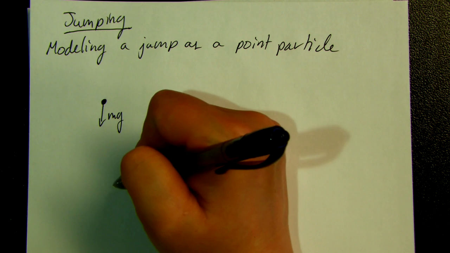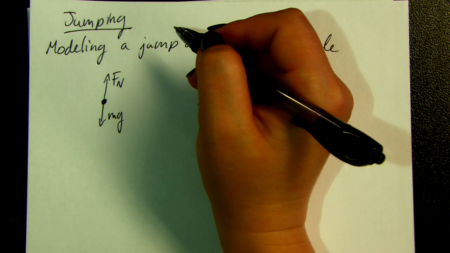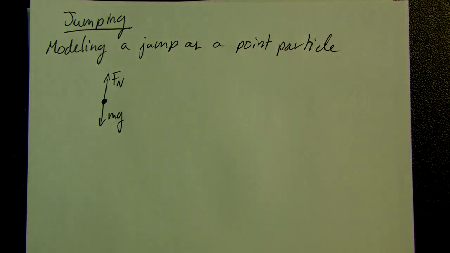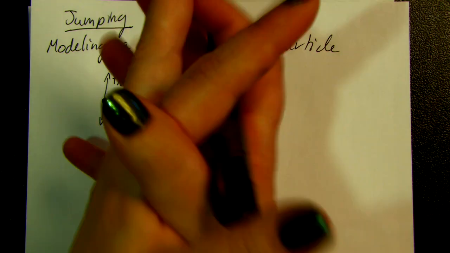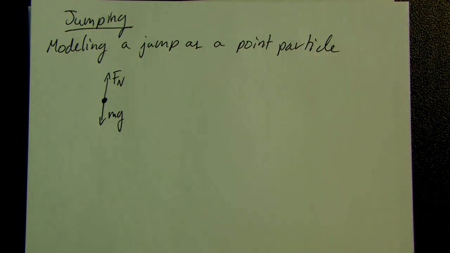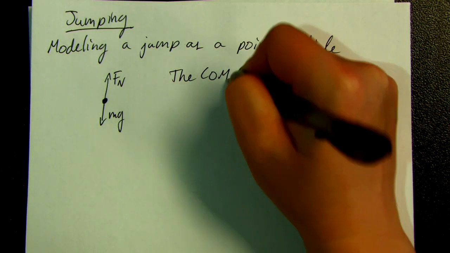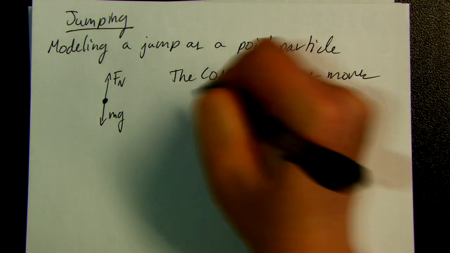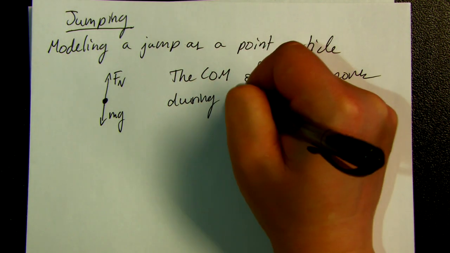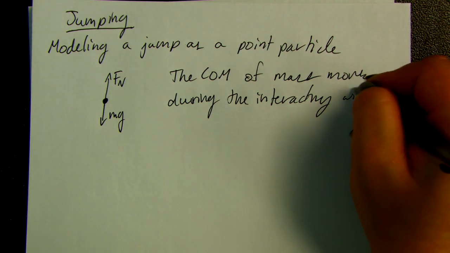So we have the force of gravity pulling down and the normal force acting up. Remember, with the point particle model, all forces are acting on the same location. In reality, they're actually acting in two different spots, but we've condensed the whole system together, acts in one spot. Okay, so during the jump, the center of mass moves during the interaction while being acted on.